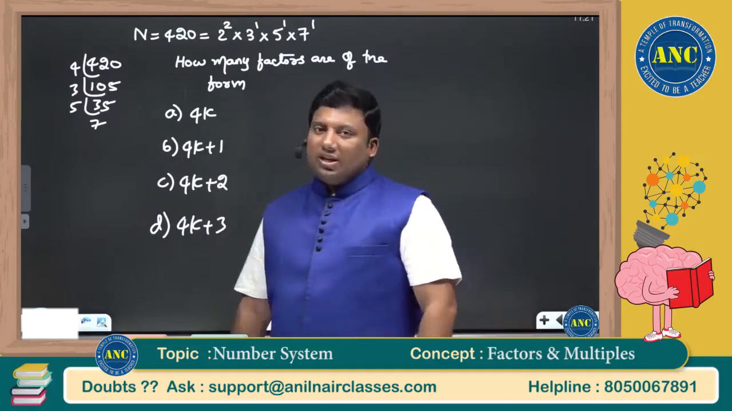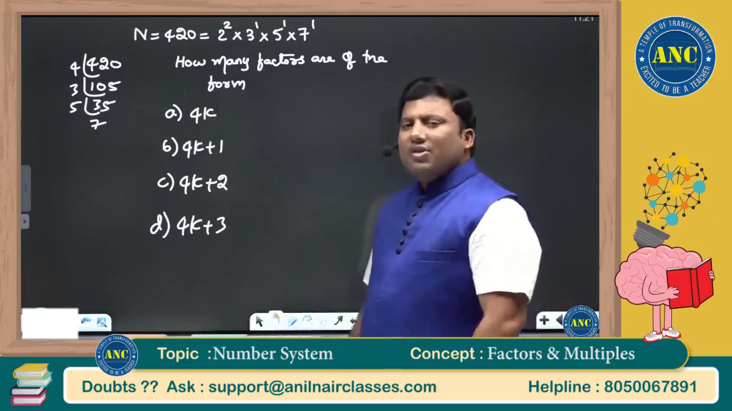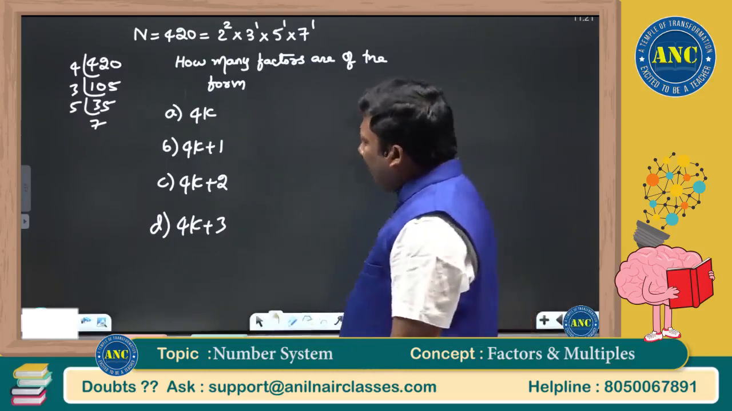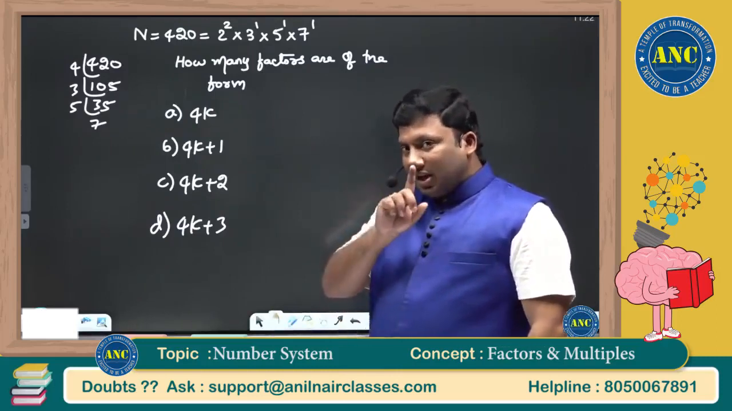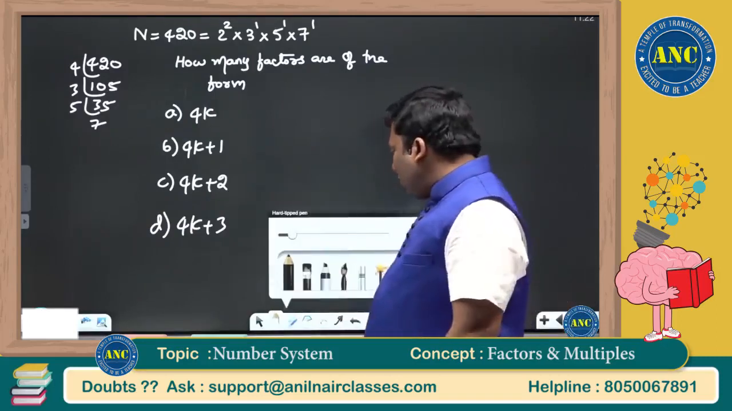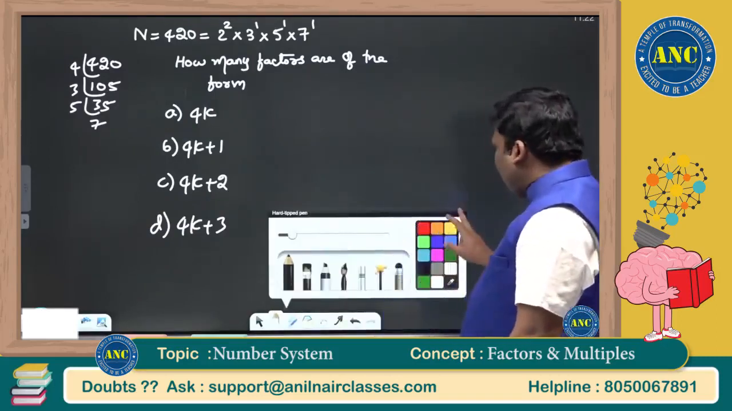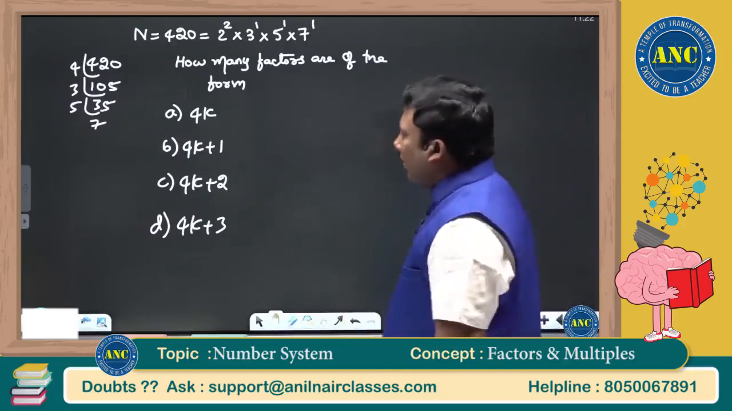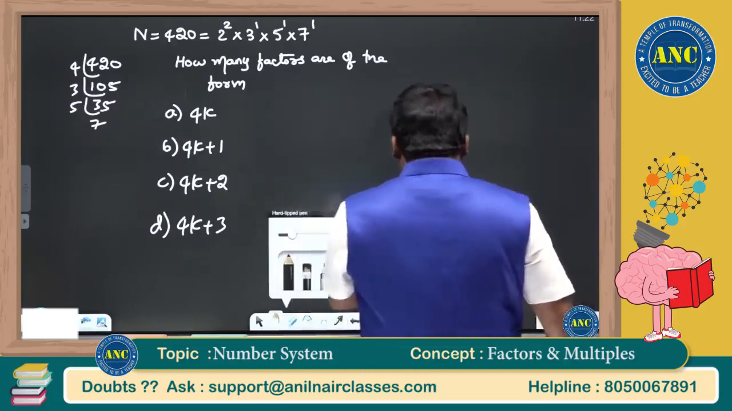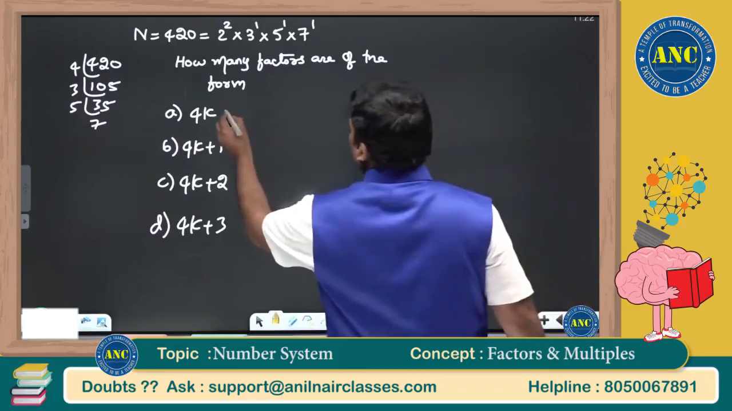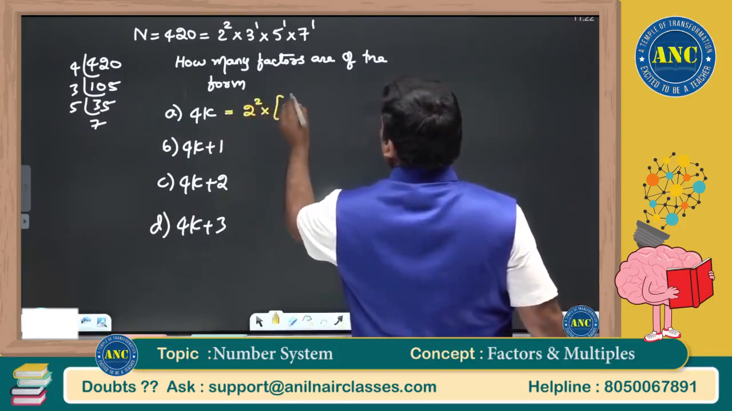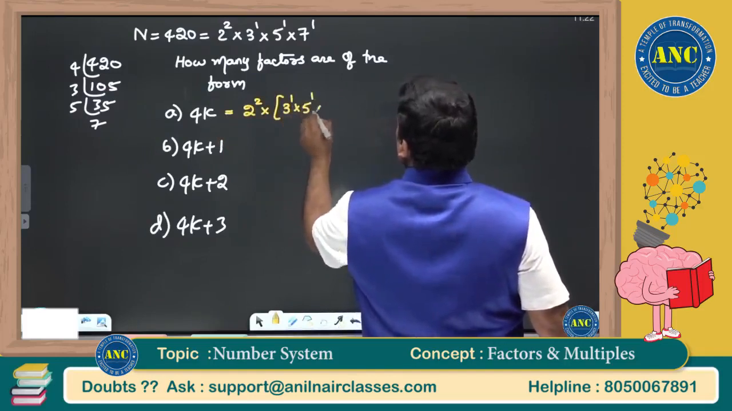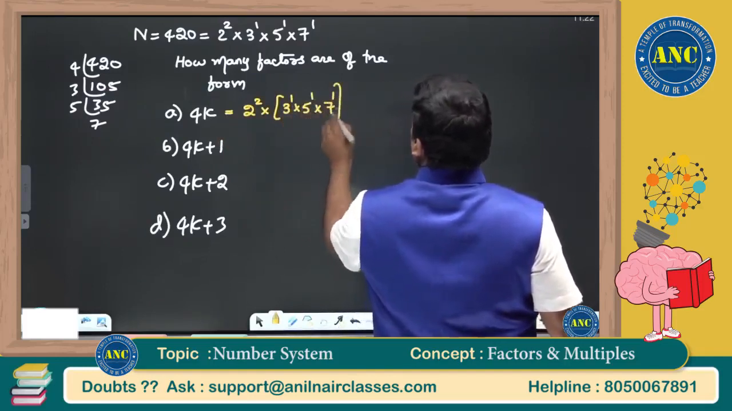It could be anything, divided by 4, divided by 3, divided by 6. 4k, 4k plus 1, 4k plus 2 and 4k plus 3. Listen carefully. One by one we will go. 4k, when it is divided by 4, 4 is 2 square, remaining it is 3 into 5 into 7.